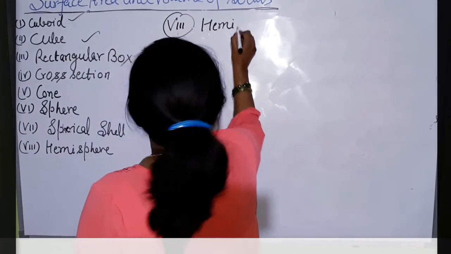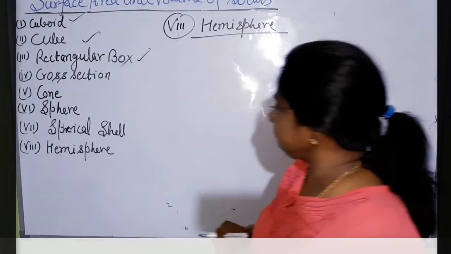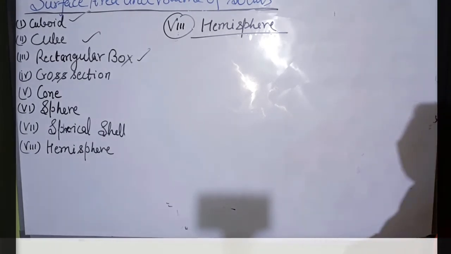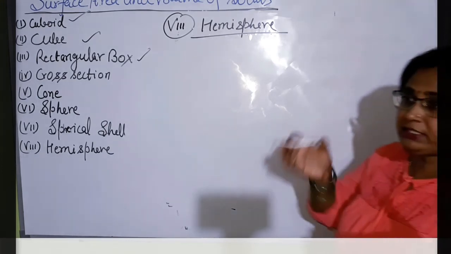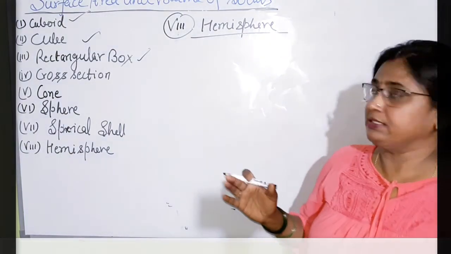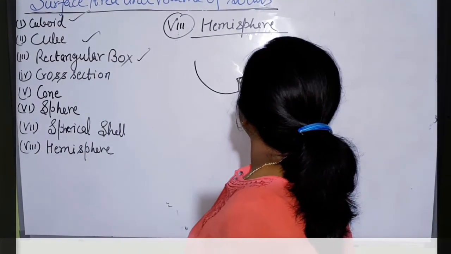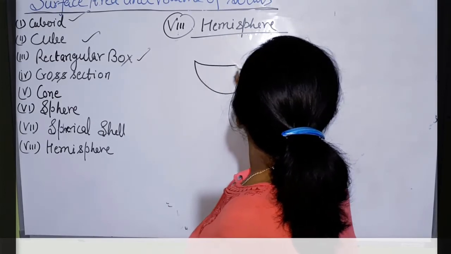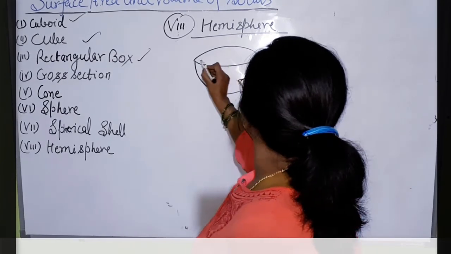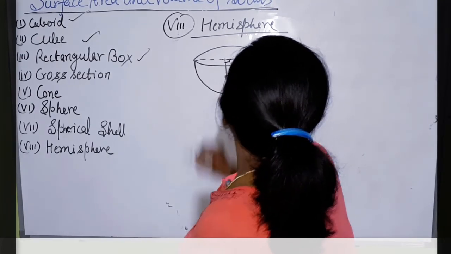Hemisphere. When a solid sphere is cut through its center into two identical pieces, then each is called a hemisphere.